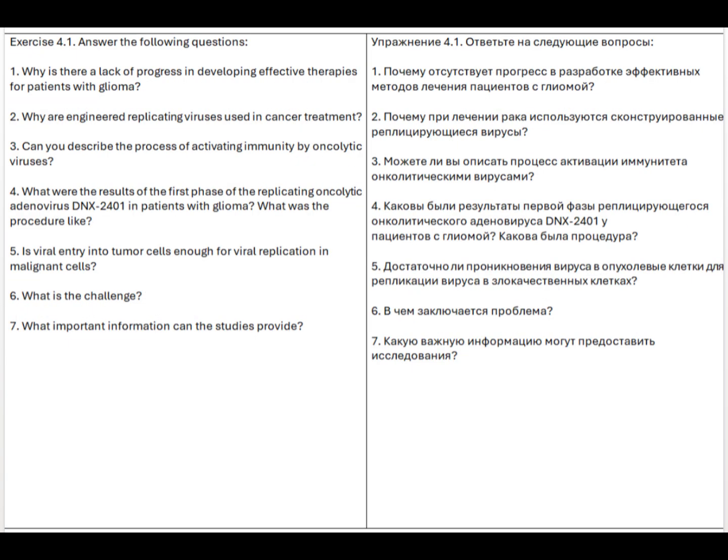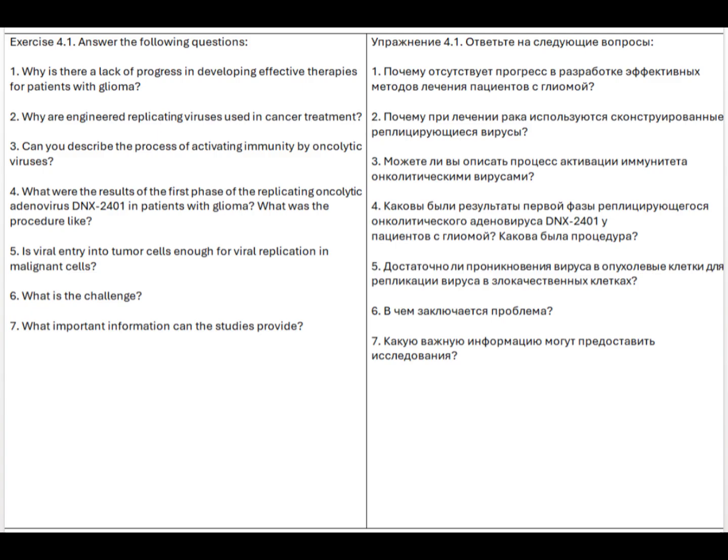Exercise 4.1. Answer the following questions. 1. Why is there a lack of progress in developing effective therapies for patients with glioma? 2. Why are engineered replicating viruses used in cancer treatment? 3. Can you describe the process of activating immunity by oncolytic viruses? 4. What were the results of the first phase of the replicating oncolytic adenovirus DNX-2401 in patients with glioma? What was the procedure like?